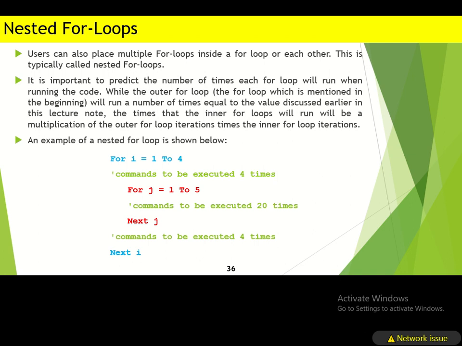Now what will happen? How many times will the I loop run? 4 times, right? The I loop will run 4 times. How many times will the j loop run? 5.